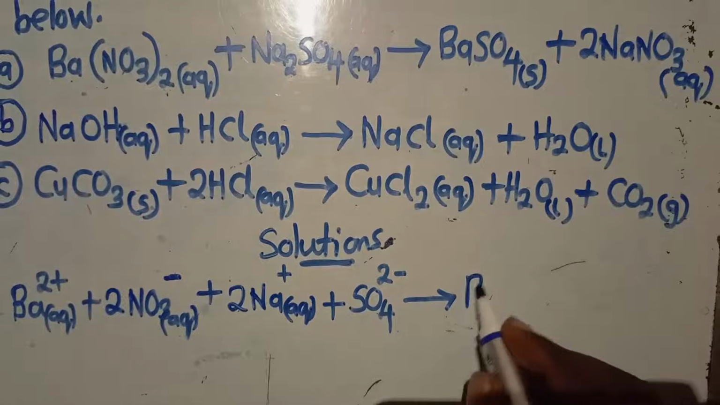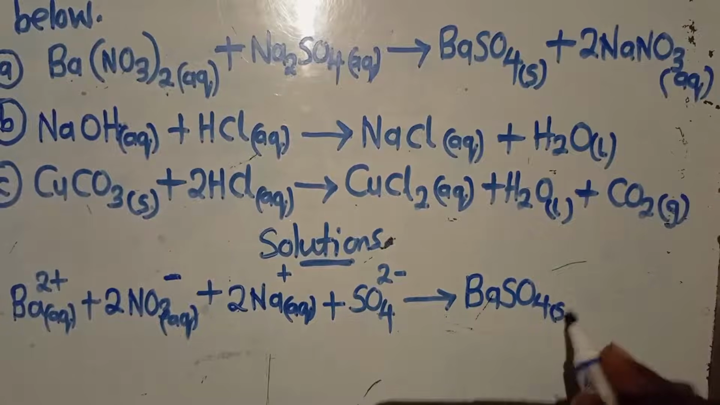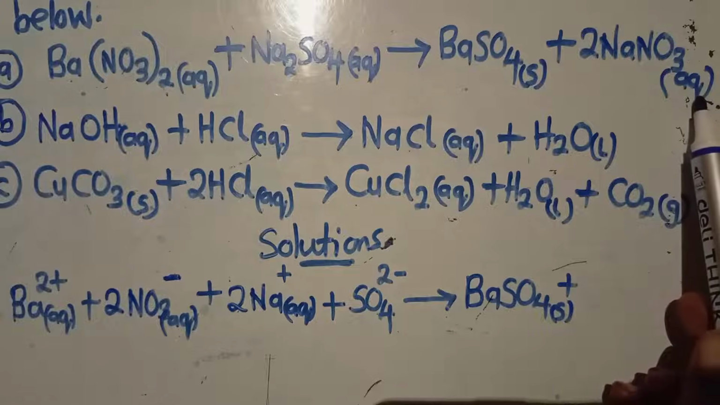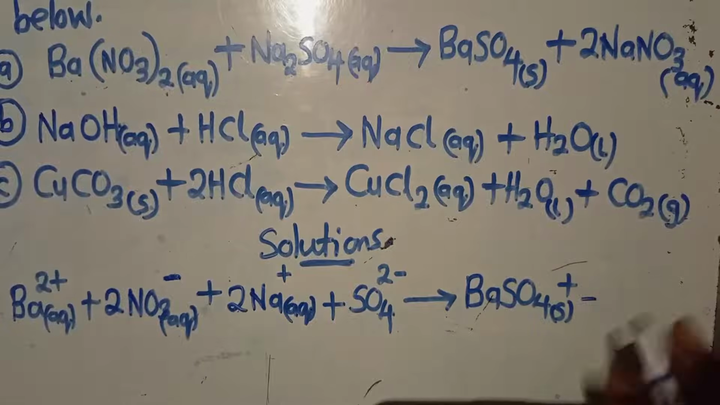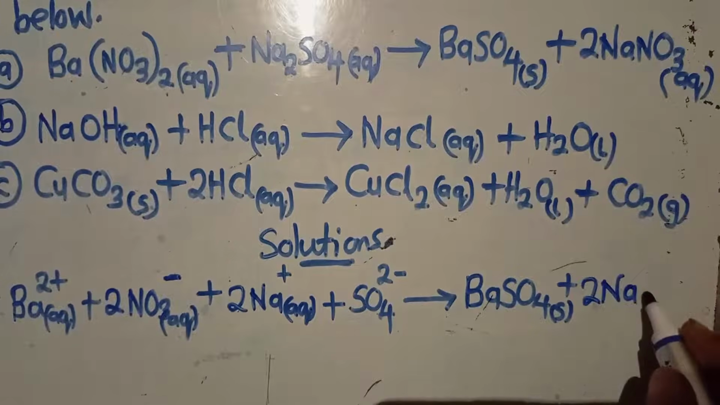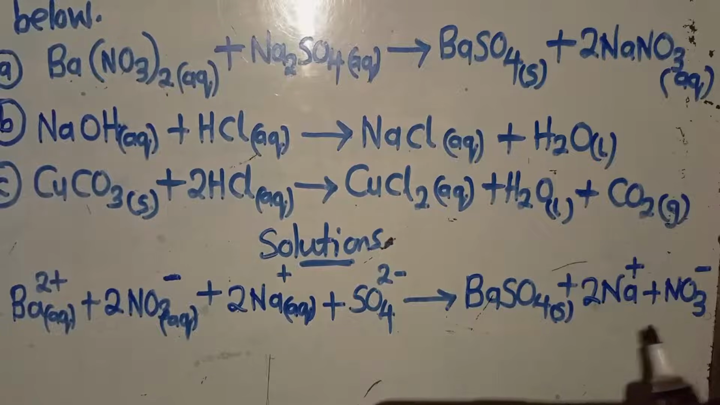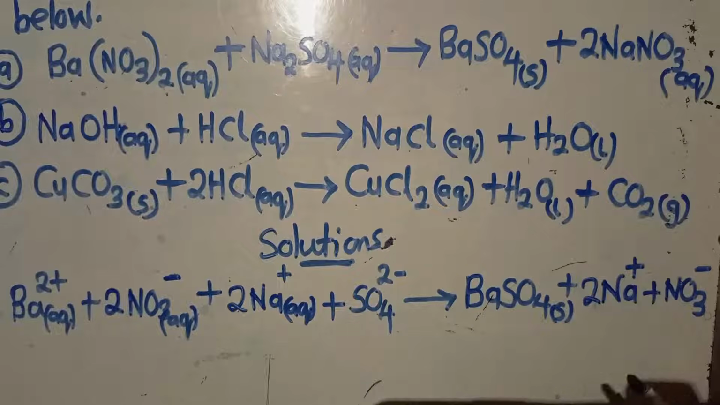So I say barium sulfate like that, and it is in solid. Plus this one is in aqueous, so I need to separate that. I say plus 2 Na, plus, so this one has got a positive. Then that is NO3, it must have a negative. So you know that they are in aqueous state. I've not just included them, but they are in aqueous state. This is the reason why I've separated them.